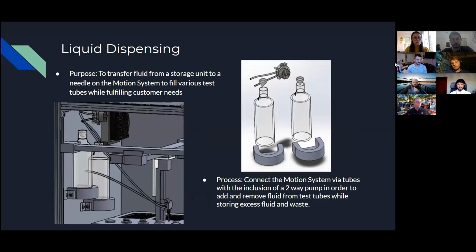For our liquid dispensing mechanism, the purpose was to transfer fluid from a storage unit to a needle on the dispensing unit via tubes. The process that we decided to go with was to use a peristaltic pump in order to conduct two-way fluid flow from either the storage unit to the needle or from the needle to the waste mechanism.